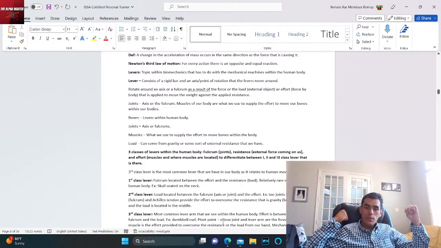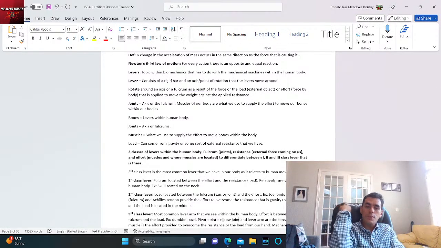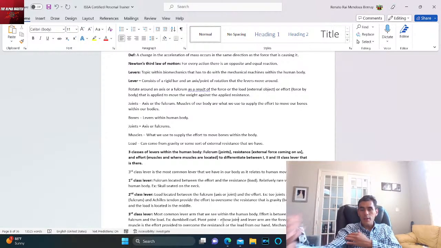In a dumbbell curl, you have the fulcrum, which is the elbow joint, and the load, which is the dumbbell. The effort is located between the fulcrum and the load. So the effort is the muscle that is doing the work, which is the biceps brachii.